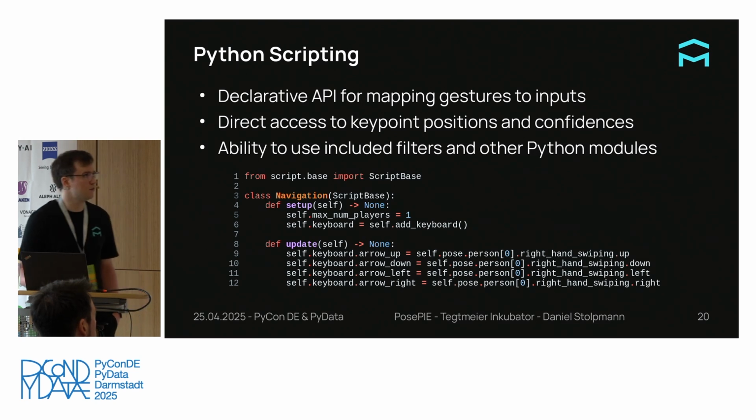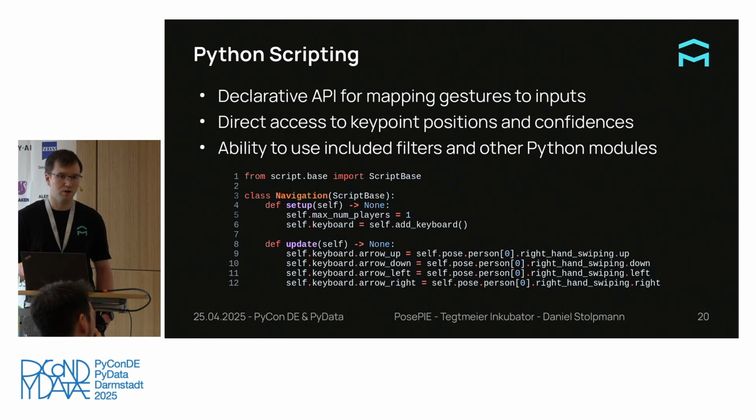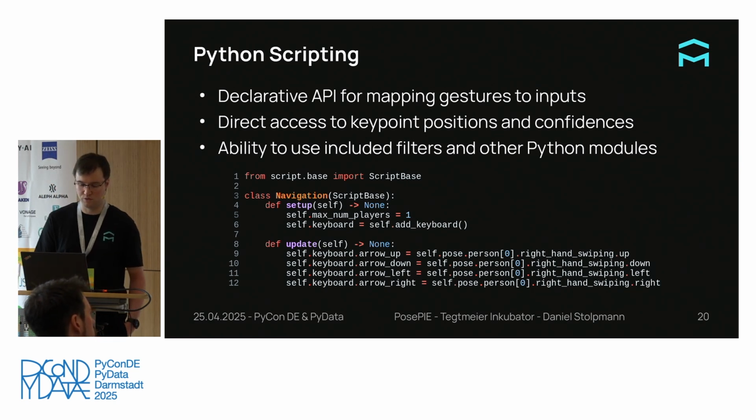We have a base class where you derive from, and then this class has a setup and an update function. In the setup, you can, for example, specify the maximum number of players you want to use, and you can add a keyboard, a mouse, or any number of gamepads. And then the update function is what is executed on every frame. There you do the mapping from the gestures to the inputs.